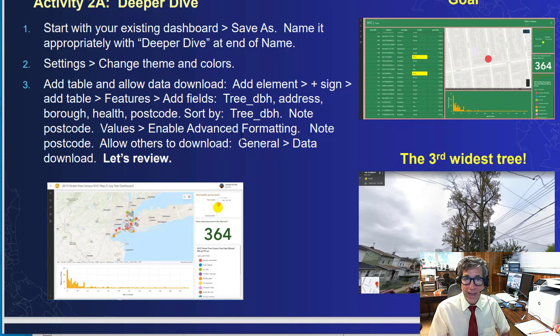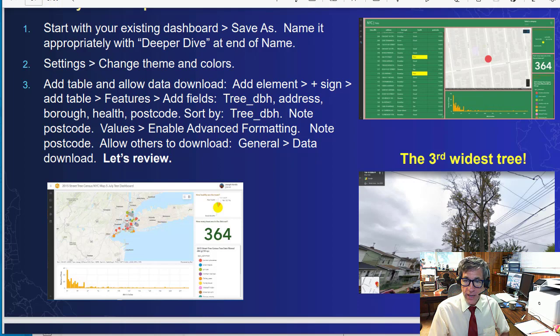We're going to add a table and allow for data download. We're going to add some features, some fields to that table. We're going to enable advanced formatting, and then we're going to be able to sort these. Oh, this is going to be great. So a deeper dive in this next segment. Let's get started.